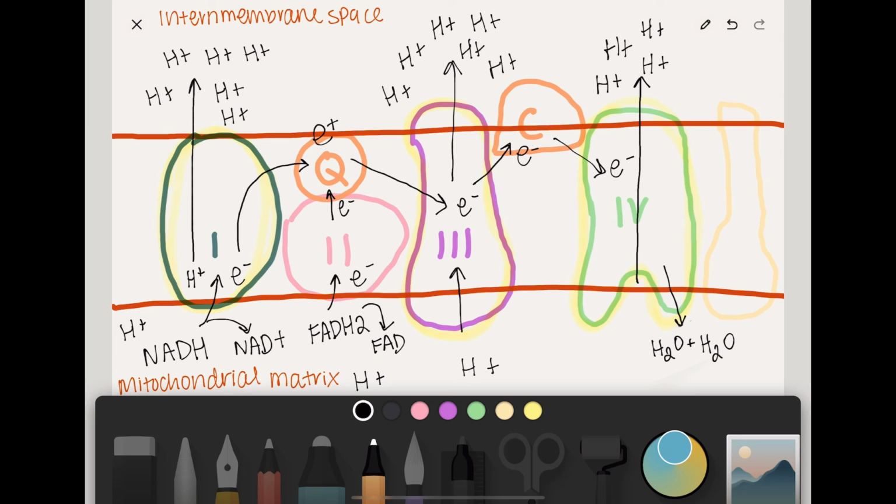Then we can move on to ATP synthase. Since there's a high concentration of hydrogen ions in the intermembrane space, hydrogen ions will be pushed through ATP synthase. The protons will want to flow from high to low, so the hydrogen ions will flow back into the mitochondrial matrix, where ADP is catalyzed to ATP, and this process is called chemiosmosis. And this entire process, including the ETC, is referred to as oxidative phosphorylation.